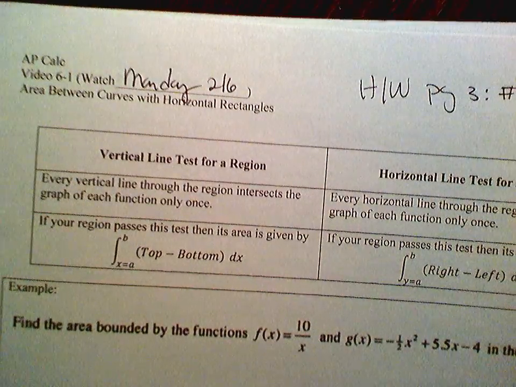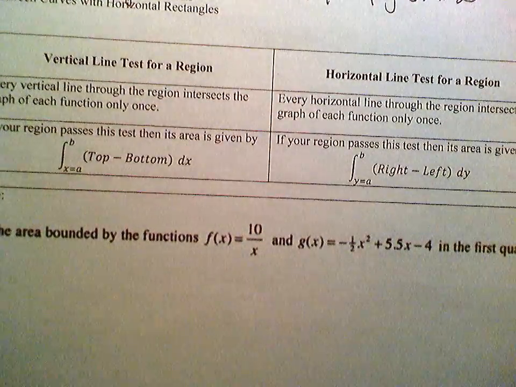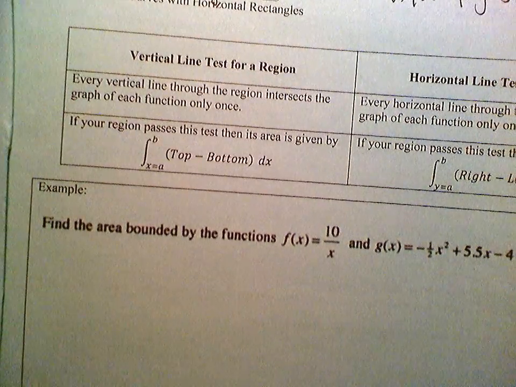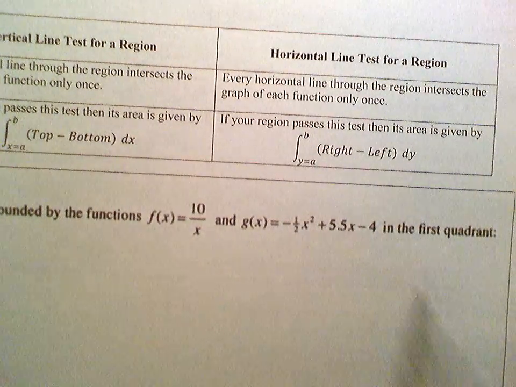Okay, so I'll read these things in a moment, but let's just look at the problem. It says find the area bounded by the functions f of x equals 10 over x and g of x equals that in the first quadrant.